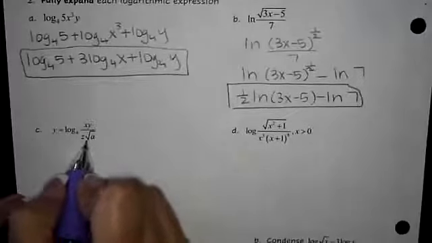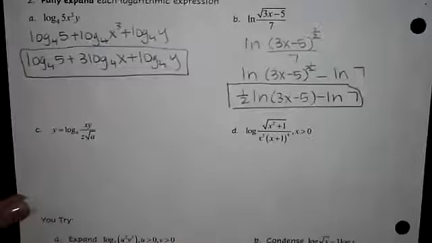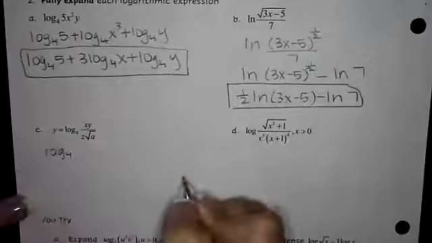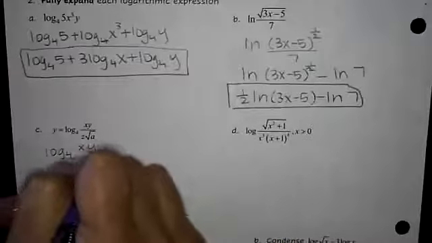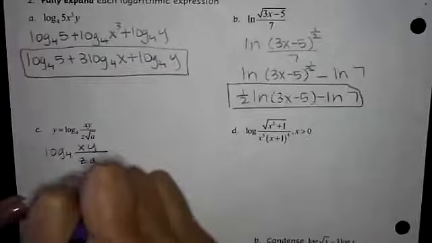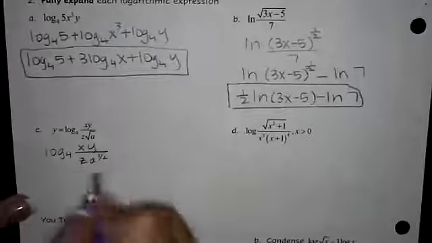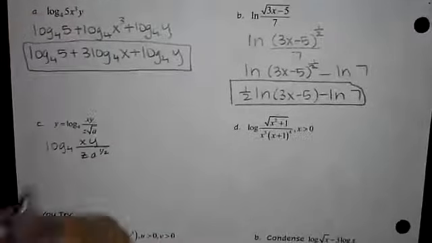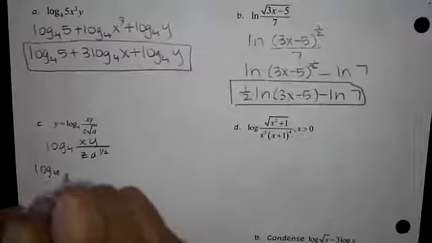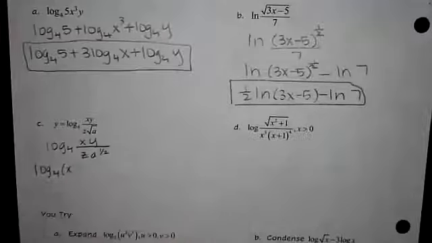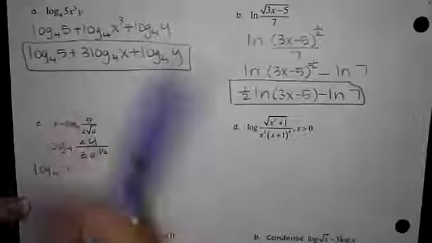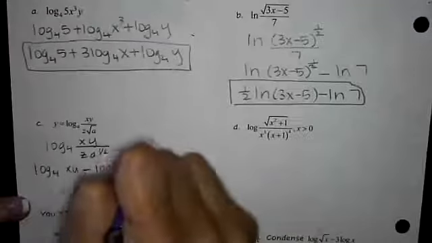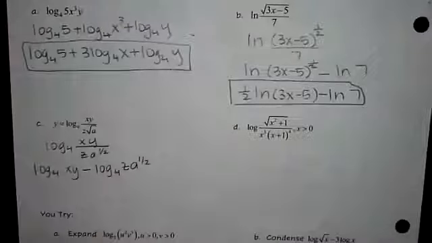So right here, first thing I would want to do is change that radical to an exponent. It makes it a lot easier to simplify. So we get the log base 4 of xy over z times a to the 1/2 power. And that is an exponent, so it should be smaller and to the top. Now we start to separate. So we get the log base 4 of xy minus the log base 4 of za to the 1/2.